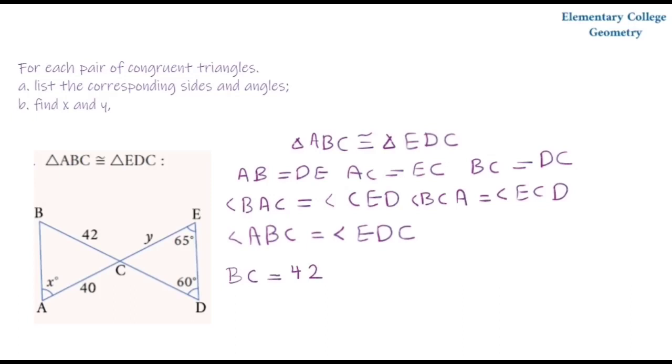So two sides of BC and CD are equal. So the side of CD equals 42, and two sides of AC and CE are equal. So AC equals 40. So the side of CE equals 40.